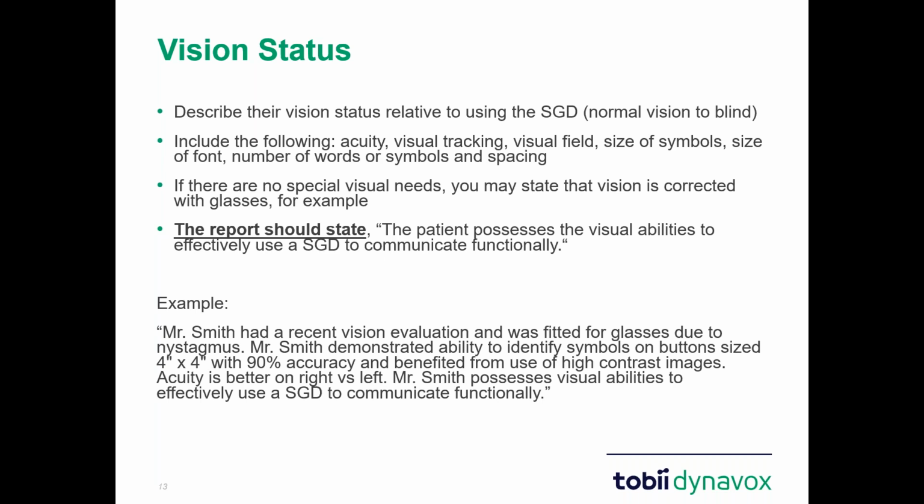So here's an example. So Mr. Smith had a recent vision evaluation and was fitted for glasses due to nystagmus. Mr. Smith demonstrated ability to identify symbols on button-sized 4x4 with 90% accuracy and benefited from use of high contrast images. Acuity is better on right versus left. Mr. Smith possesses visual abilities to effectively use an SGD to communicate functionally. So you're basically going over your field choice here, and like they need a 4x4 field choice, and why those symbols need to be on there.